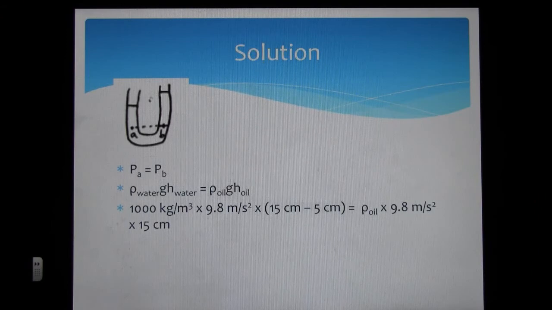H of the water is 15 centimeters minus 5 centimeters from our diagram. Density of oil, on the right side we don't know, times 9.8 meters per second squared times 15 centimeters, which is the height of the oil, and we can begin to solve for the density of the oil. And we find it to be 667 kilograms per meter cubed.